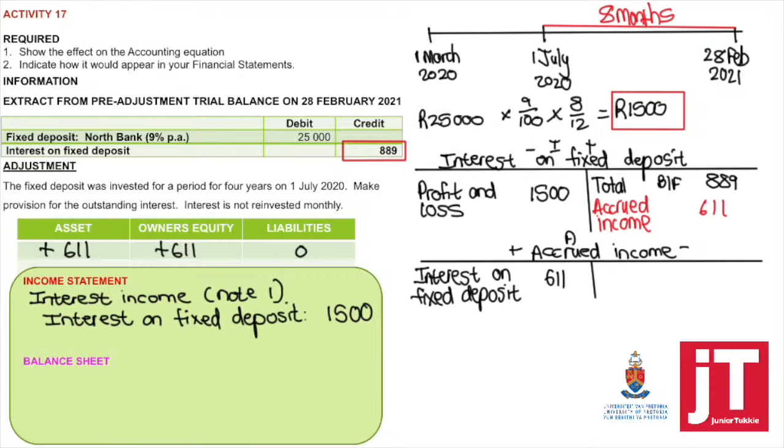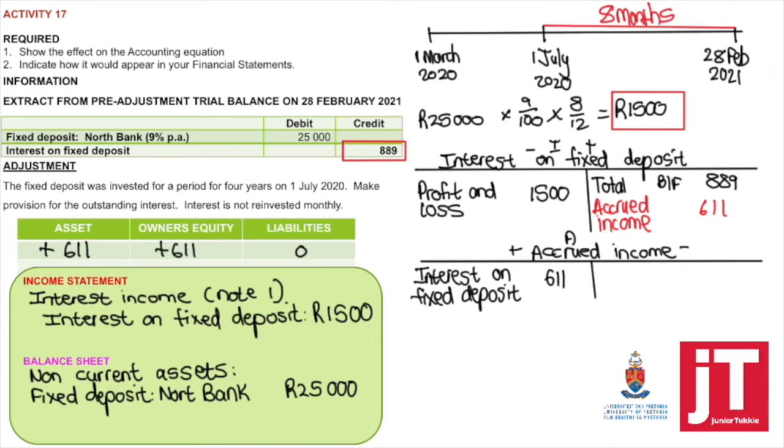In my financial statements, interest income is note number 1. It must be shown. Interest on fixed deposit, what is my total interest for this year? 1,500. In my balance sheet, my non-current assets is going to be the same amount as in the pre-adjustment trial balance because the interest is not added to the fixed deposit account.